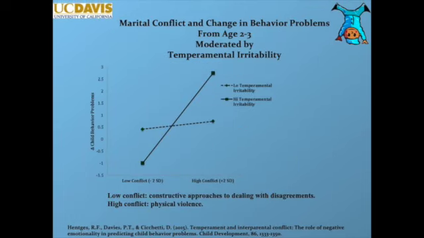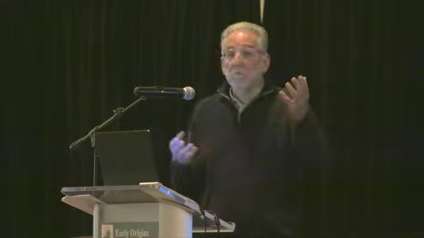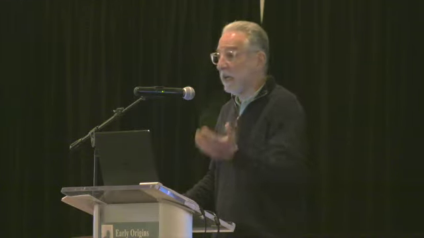Here we see the same kind of thing with marital conflict and behavior change in behavior problems from age 2 to 3, moderated by temperamental irritability. The solid line is the irritable kids. Under high conflict, they show the most increase in problems. Under low conflict, they show the most decline in problems. For the kids who aren't temperamentally irritable, growing up with conflicted parents or parents who get along, water off a duck's back, makes no difference. We're going to come back to this theme again and again, so if you want to take a quick nap, feel free.